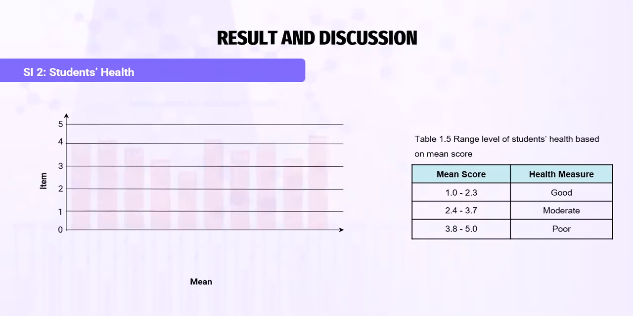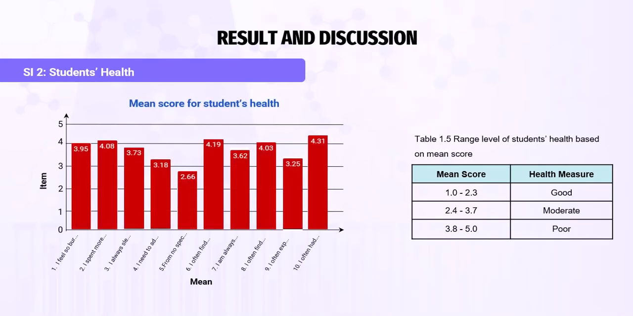This figure shows the mean score for students' health in online learning. There are 10 items, and questions related to student health were asked in the survey. For the first item, the graph indicates that the mean score is 3.95, and according to the table of range level of students' health, it is in the poor health measure.